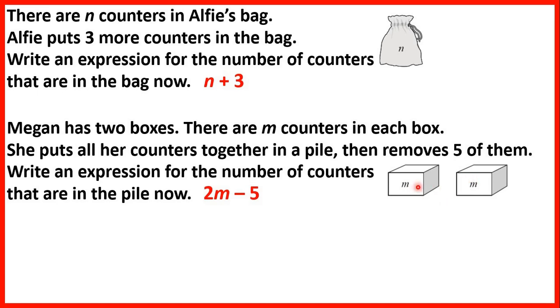2 times m because she's put the 2 boxes together, and then minus 5 because she's removed or taken away 5 of them. So if there were 10 counters in each box, that would be 2 times 10, so 20 minus 5 is 15. And that makes sense because if there were 10 counters in each box, when she puts all her counters together in a pile, that will be 20 counters. But then when she removes 5 of them, that will be 20 minus 5, so 15.